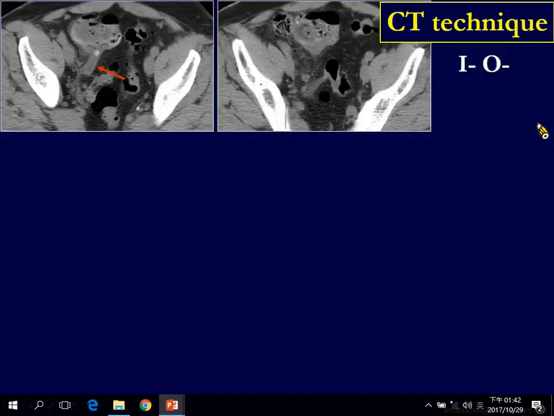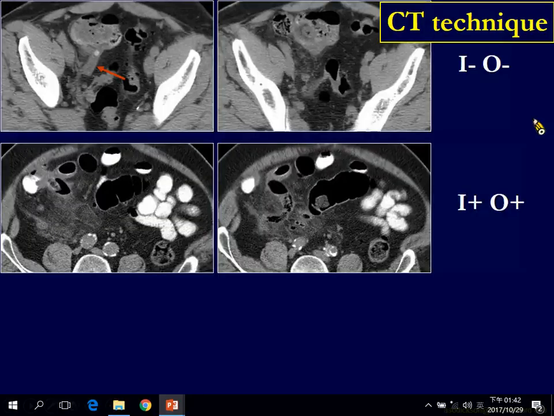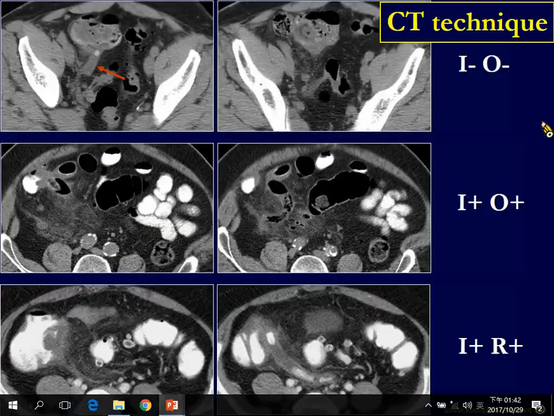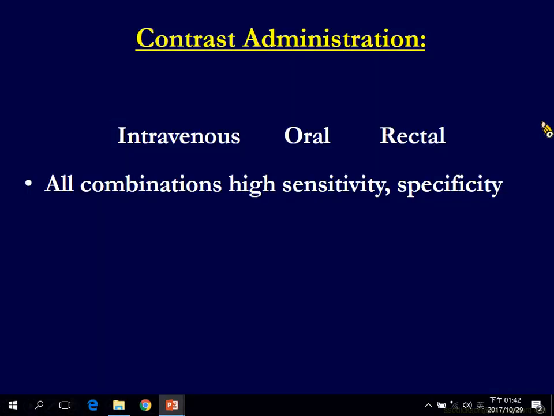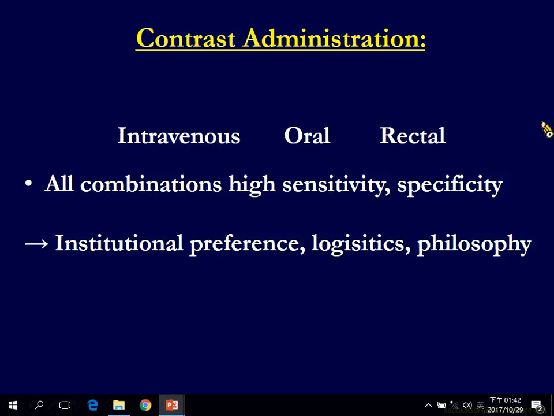So what technique should we use? This is a case without oral or intravenous contrast, this with intravenous and oral contrast, this one with intravenous and rectal contrast, and we can clearly see the appendicitis in all of these three cases. So what should we do? Well, all of these combinations in various studies in the literature have been found to have high sensitivity and specificity, so it really comes down to institutional preference, logistics, and philosophy.